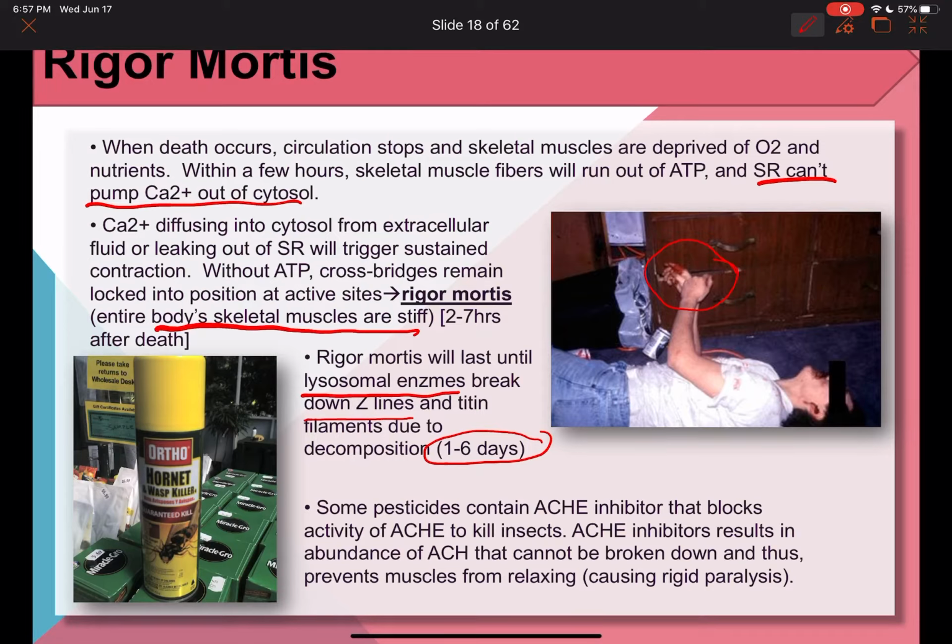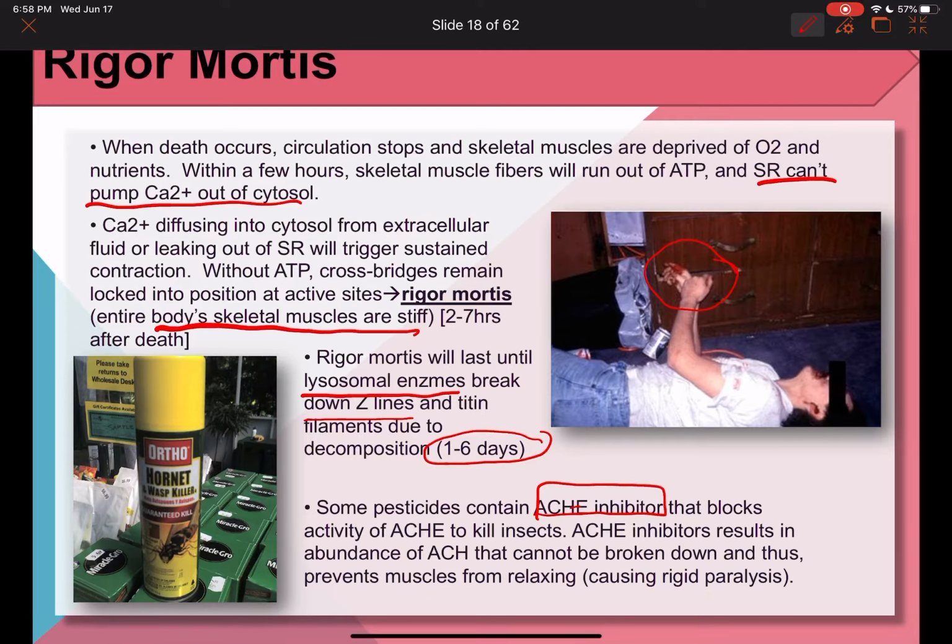Now, interestingly, some pesticides contain an ACHE inhibitor, an acetylcholinesterase inhibitor. Remember that we just talked about the importance of acetylcholinesterase for the purpose of relaxing the muscle. So if you inhibit that enzyme, it cannot get rid of acetylcholine. Acetylcholine remains in the synaptic cleft, and you have that same idea of freezing your muscles in place, okay?